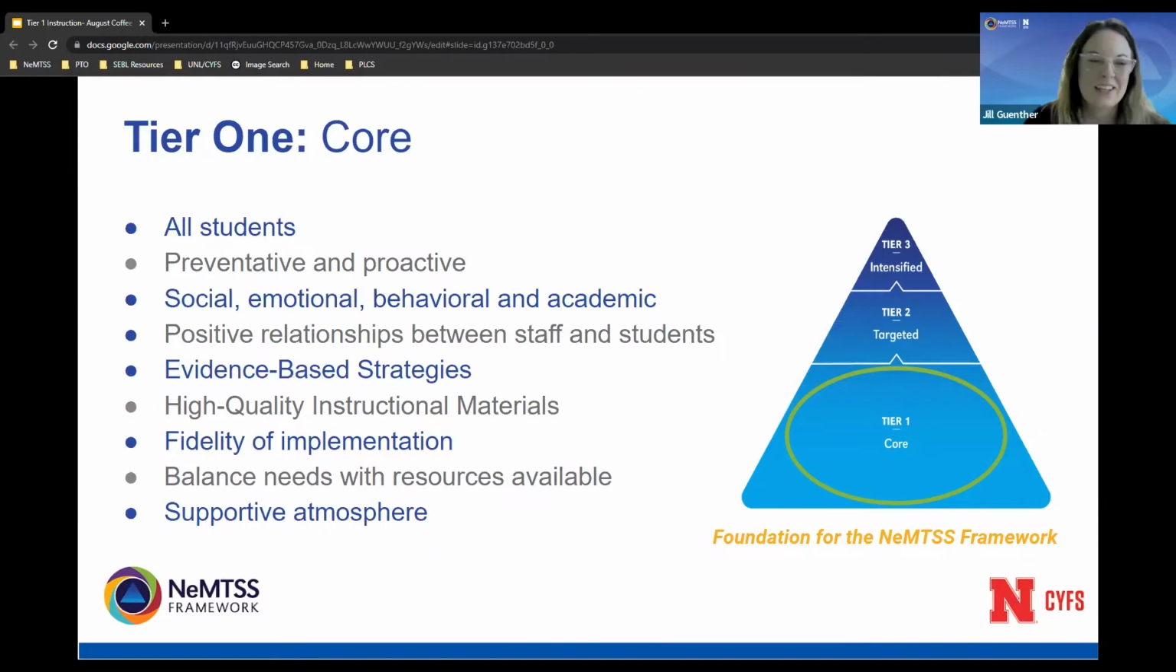Perfect. Thanks, Mackenzie. So yes, speaking of that strong foundation, that Tier 1 core instruction is really for all students. It's that preventative and proactive piece, and really building those skills around social, emotional, behavioral, and academic. It's creating those positive relationships with both students and staff, using those evidence-based strategies, those high quality instructional materials, having those fidelity checks for implementation, and then balancing those needs with the resources that are available. So that Tier 1 core instruction is really where the magic happens, right?